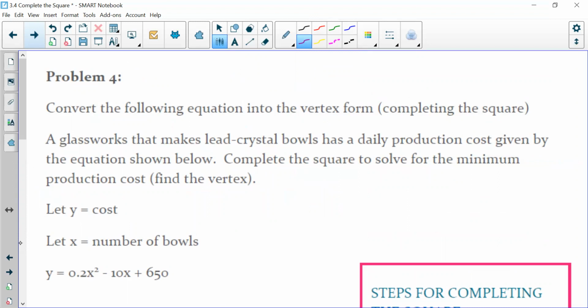So the Glassworks company makes lead crystal bowls. They have a daily production cost given by this equation. So they've given their data to some consultant or analytical company to analyze their income, and they come up with this equation. So their daily production cost. Okay? We are trying to find the minimum production cost. If you see the word minimum or maximum, what are you solving for?